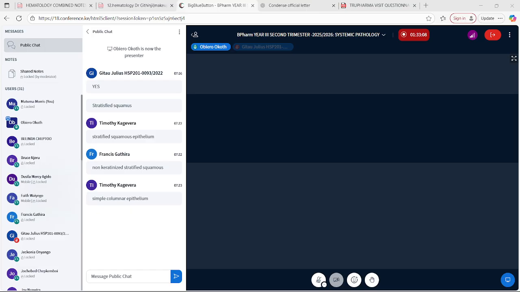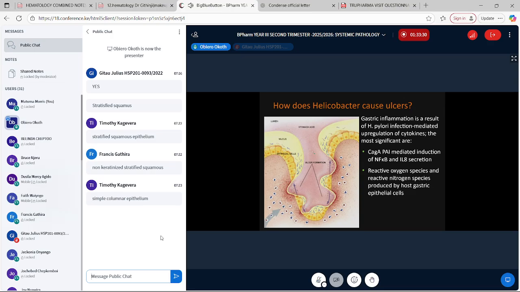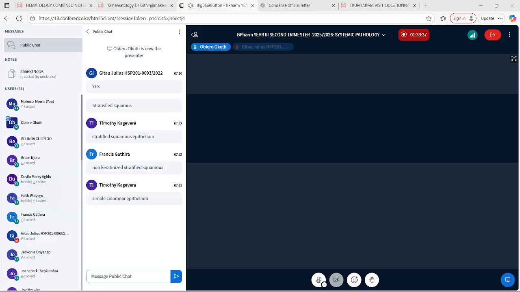Then there is induction of what we call nuclear transcription factors, and pro-inflammatory cytokines like interleukin 8. On top of this, reactive oxygen species and reactive nitrogen species are produced by the gastric epithelial cells. This also causes more damage. So in a nutshell, this is an abnormal host continual ineffective immune response causing the damage, trying to eradicate the bacteria.